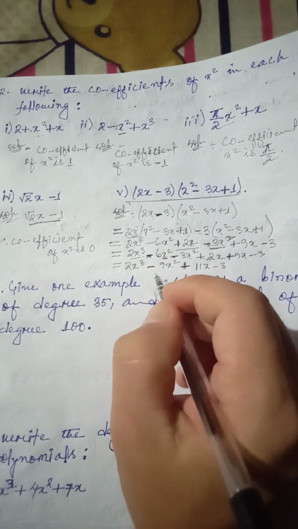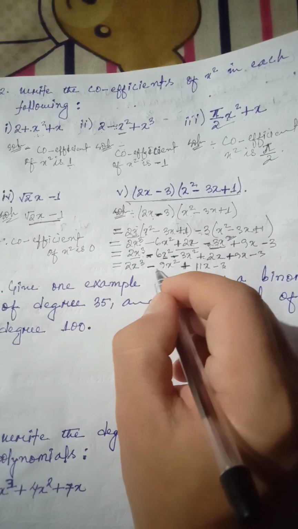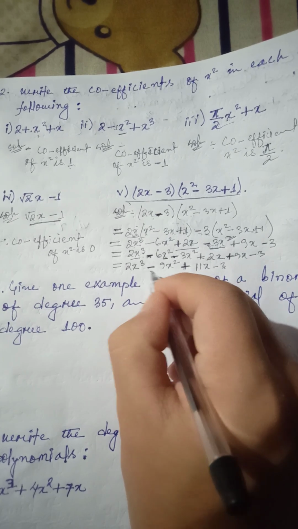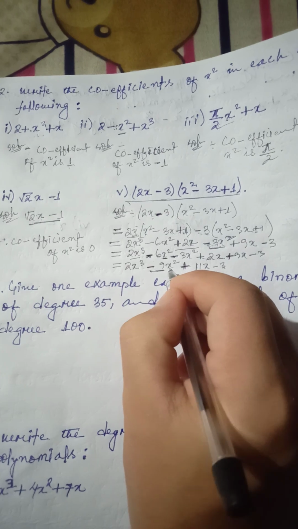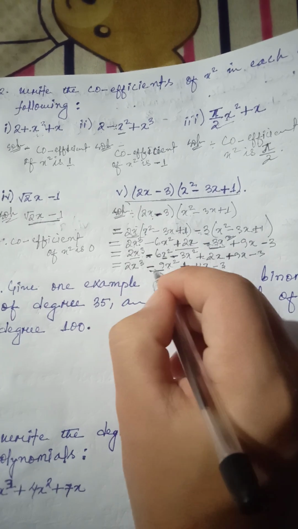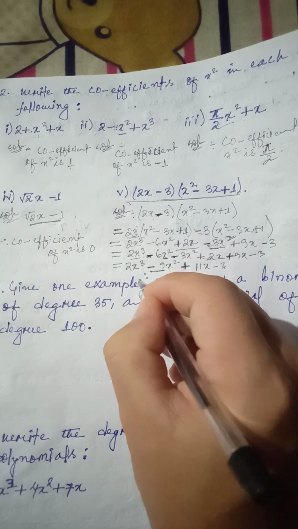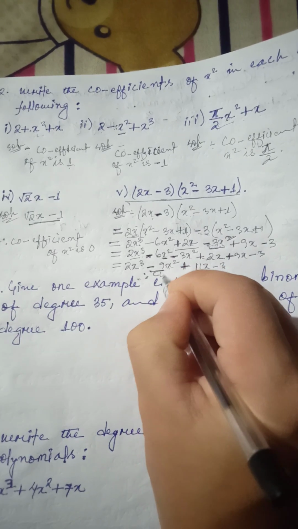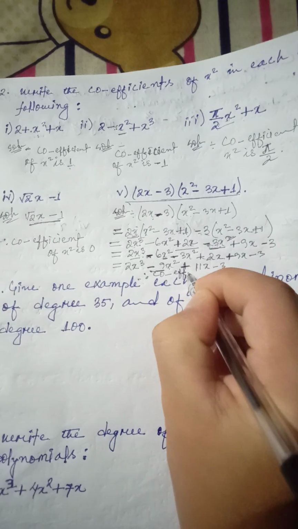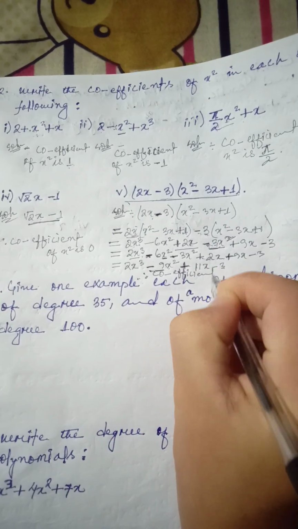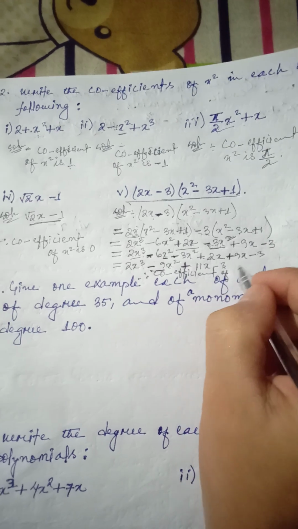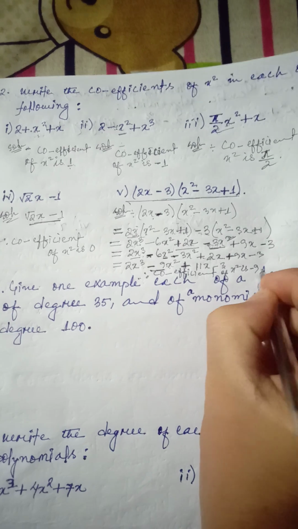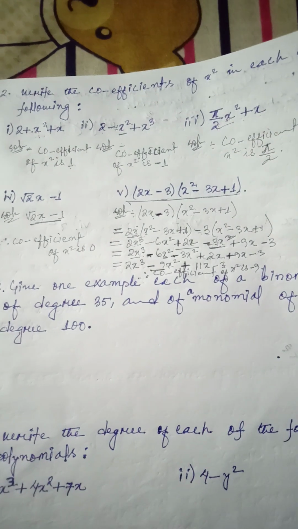Now actually the question has asked us to find the coefficient of x squared. Here, what is the coefficient of x squared? Actually minus 9 is the number that is just before this x squared. That means the coefficient of x squared that we are going to take in this polynomial is minus 9. Coefficient of x squared is minus 9.